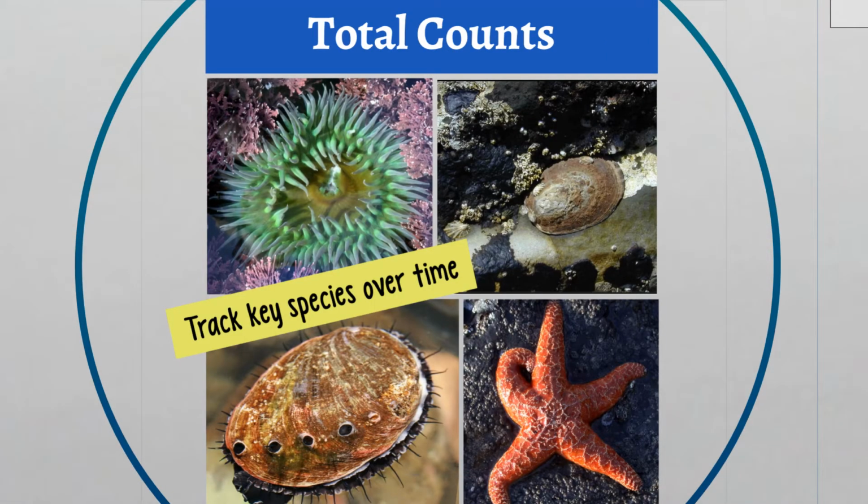Permanent areas for collecting total count species data help scientists track key species over time. Species like anemones, owl limpets, abalone, and ochre sea stars all play vital roles in the intertidal ecosystem and can help detect changes occurring within them.